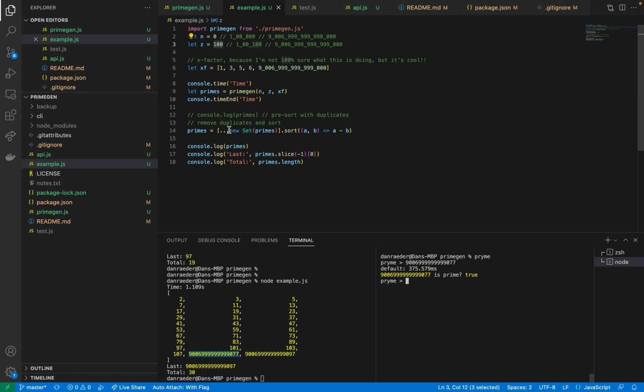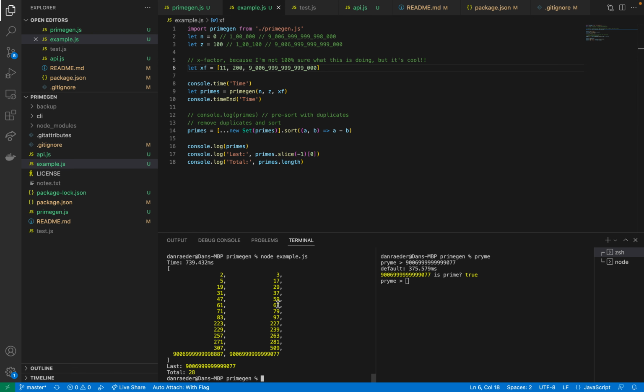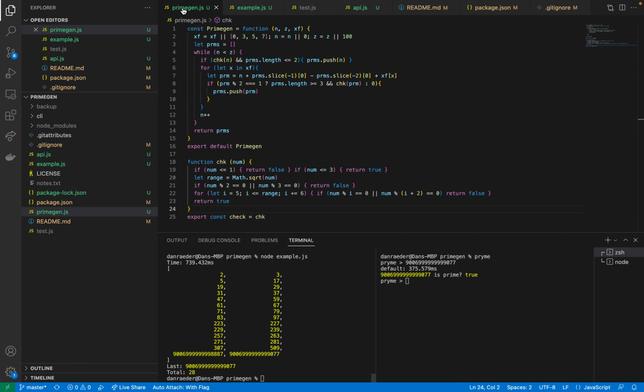So what's cool is that you can play around with these numbers. You can do 11, 200, or 200. And it will do some really interesting stuff. Like now we're getting primes in the 200 range and the primes in the 100 range. But notice 13 is missing again, but so is 17. So I don't really know what this does, but I know that I need it. Does that make sense?